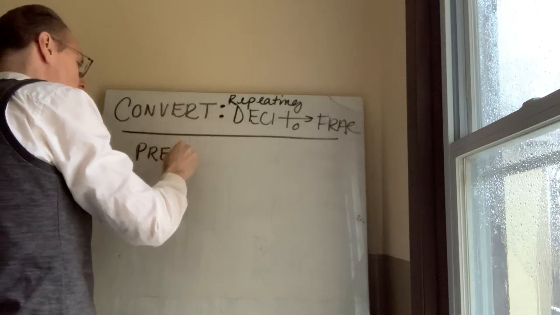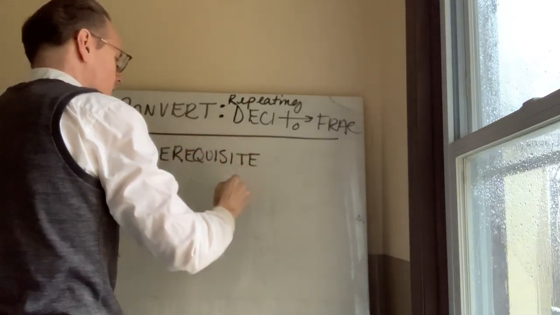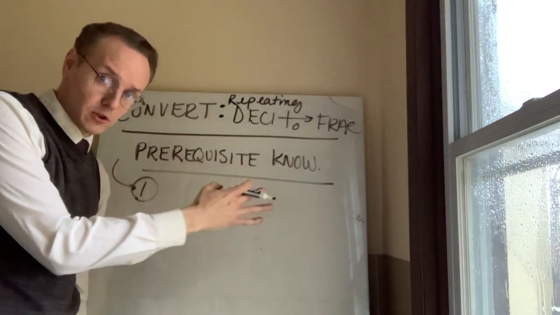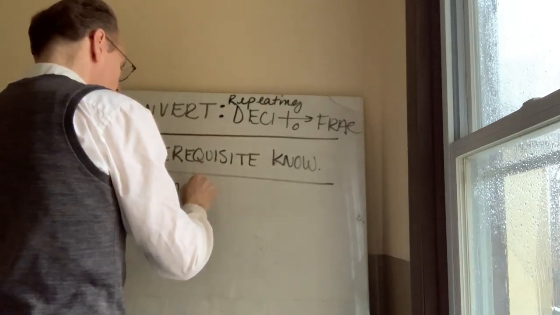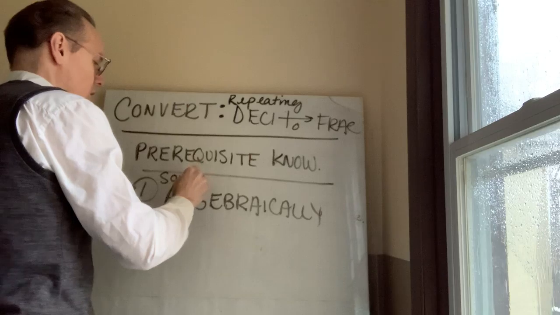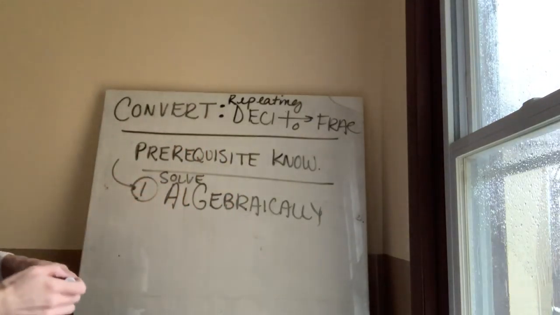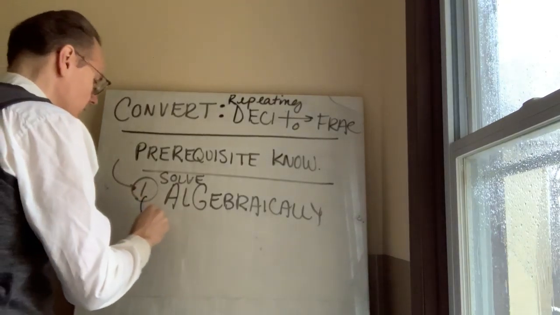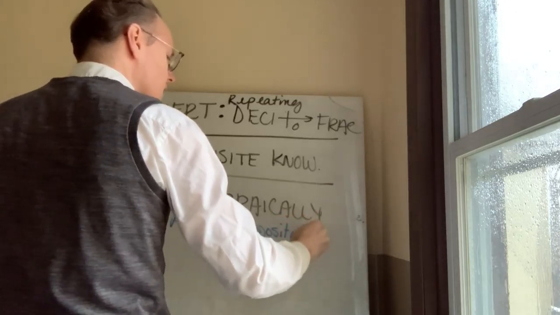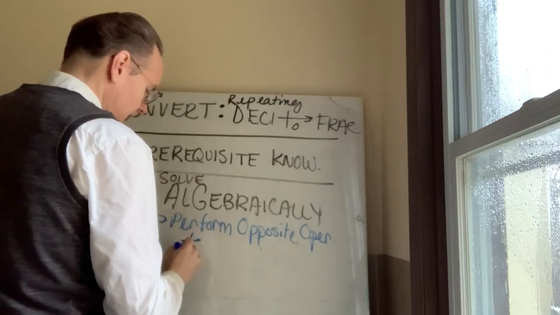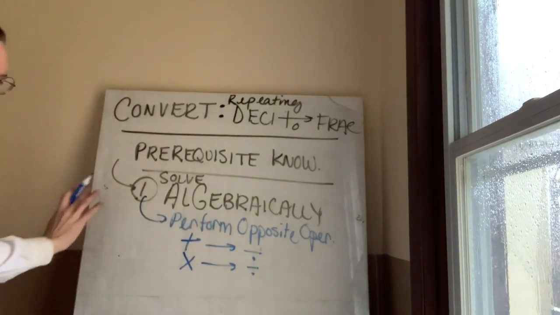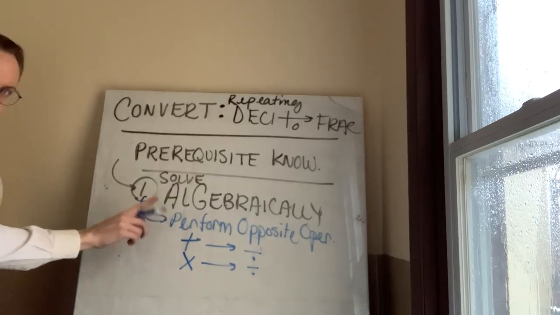Let me list this first. That would be very good to know. Prerequisite knowledge. Number one, this process is going to involve algebra. And you know that when you solve algebraically, you're basically going to perform opposite operations. That means that if you see something being added, then you're going to subtract. If you see something being multiplied, then you're going to end up dividing. Really, you won't need to know any more algebra than that, that you divide when you see something being multiplied and vice versa.